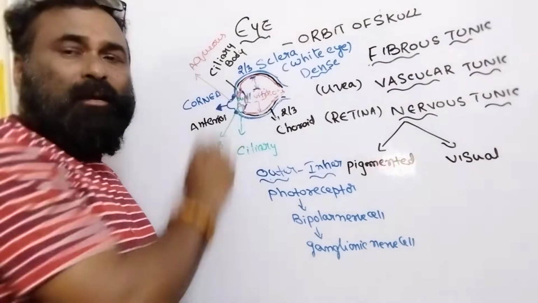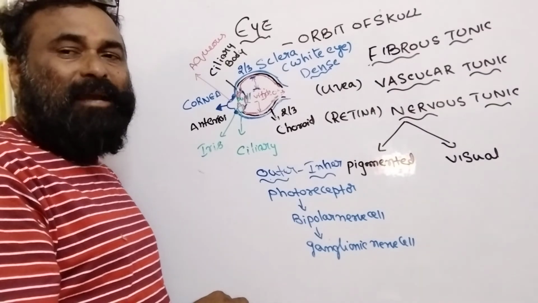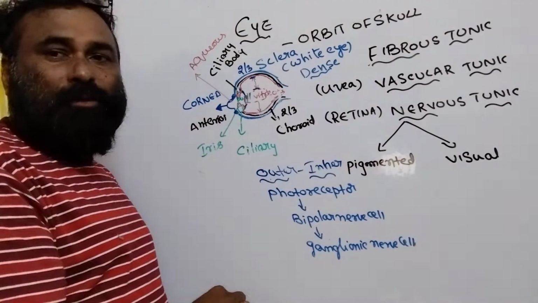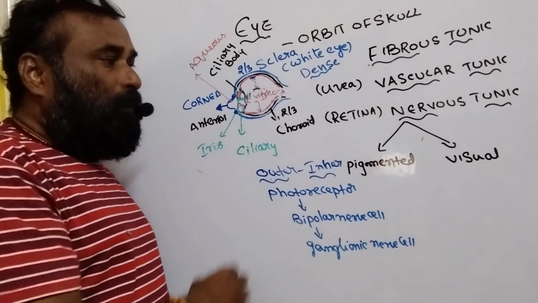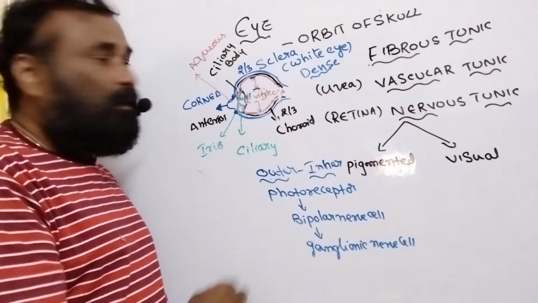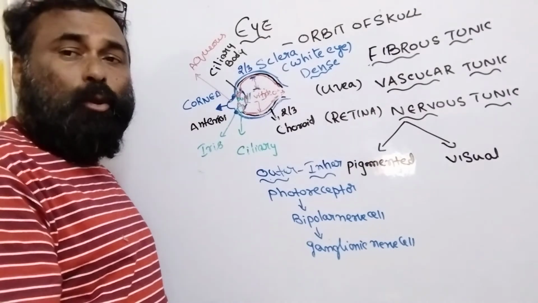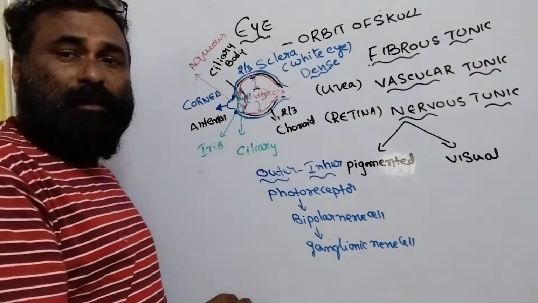Then there is the visual portion. The visual portion comprises three layers from outer margin to inner margin. They are the photoreceptor layer, bipolar nervous layer and ganglionic layer. There are two chambers located in the eyeball. They are the vitreous chamber and the aqueous chamber.